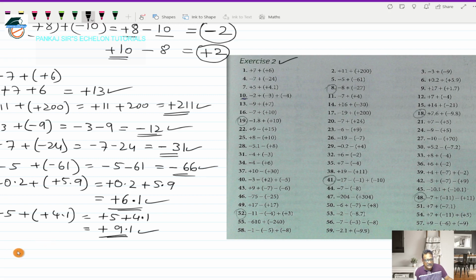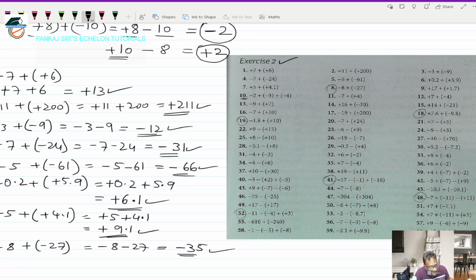Eighth one, it's minus 8 plus a minus 27, right? So as usual, minus 8, plus into minus is minus, so minus 27. Now these are two directed numbers with the same sign, so I'll write minus and then add 27 and 8. So it works out to how much? 27 and 8 will be 35, right? So minus 35 is the answer, right? 27 and 8, 8 and 7 is 15, 5, 1. Yeah, that's correct. Now let us quickly come to question number 9.